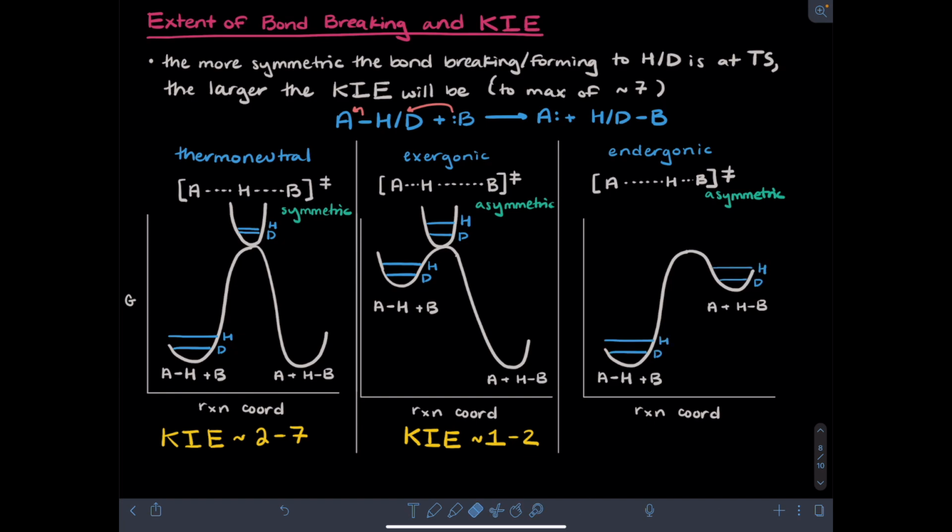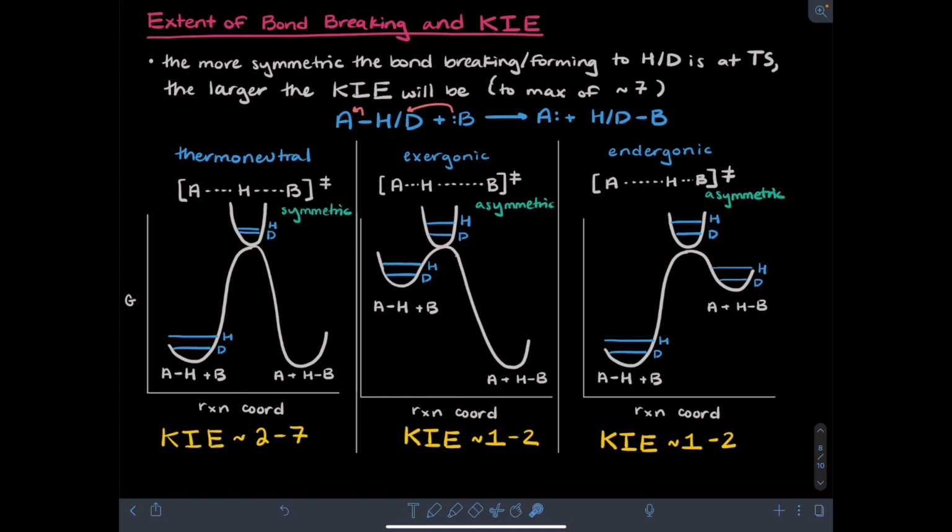For the starting material as well as the product, we would expect a fairly large difference in 0-point energies between hydrogen and deuterium. So I've shown these as fairly separate lines. Because the transition state resembles the products by Hammond's postulate, there will still be a substantial difference in 0-point energies between hydrogen and deuterium at the transition state. Here as well, hydrogen doesn't have as much of an advantage getting to the transition state compared to deuterium as it did in the thermoneutral case, because there's still a significant difference in energies present at the transition state. So we would expect a fairly small kinetic isotope effect. Here as well, this would be about 1 to 2.